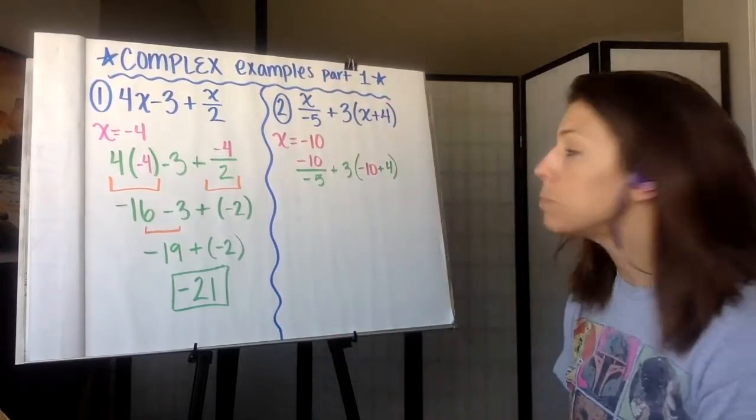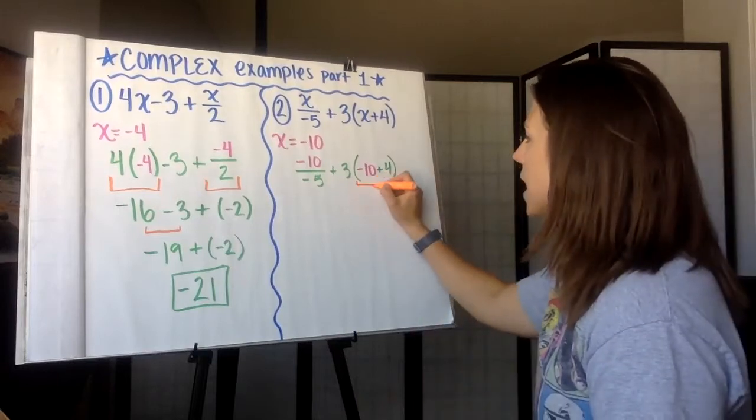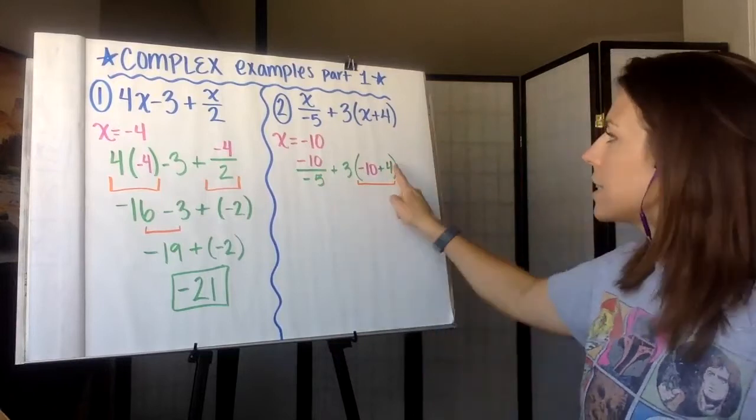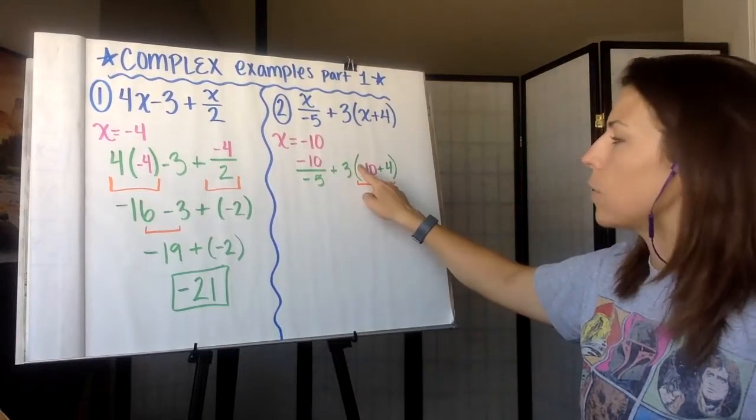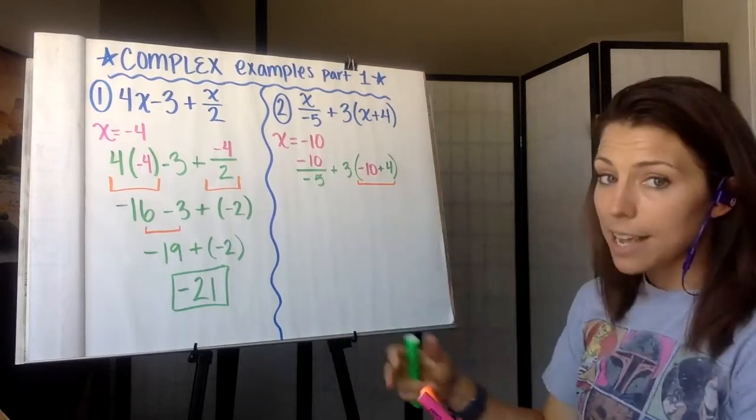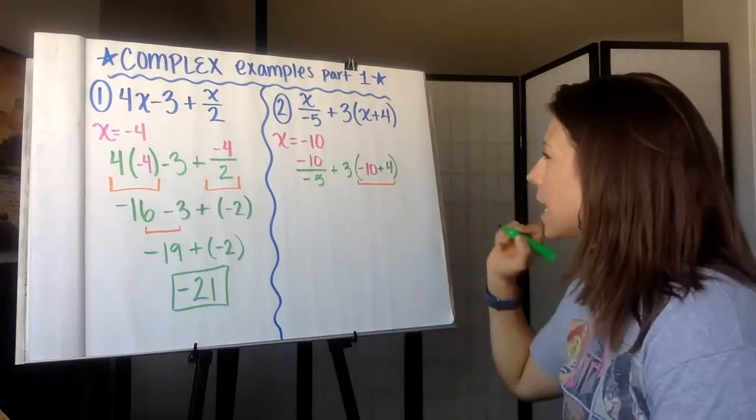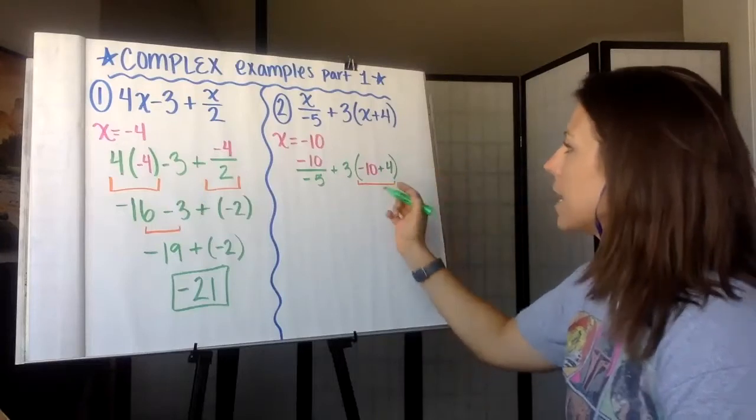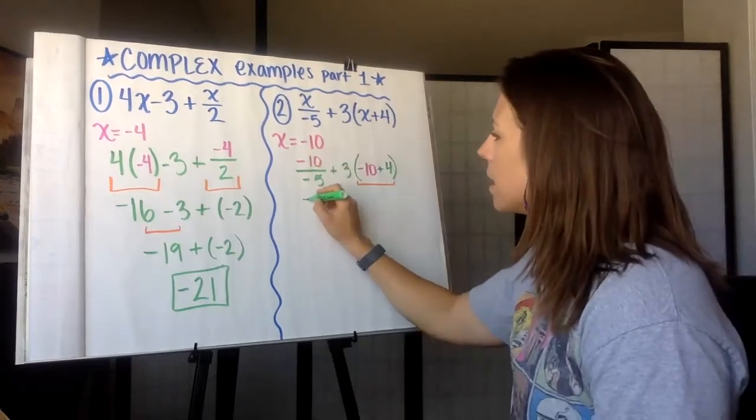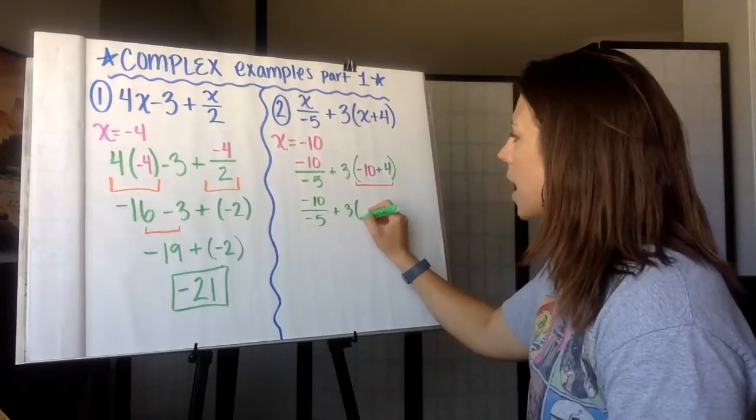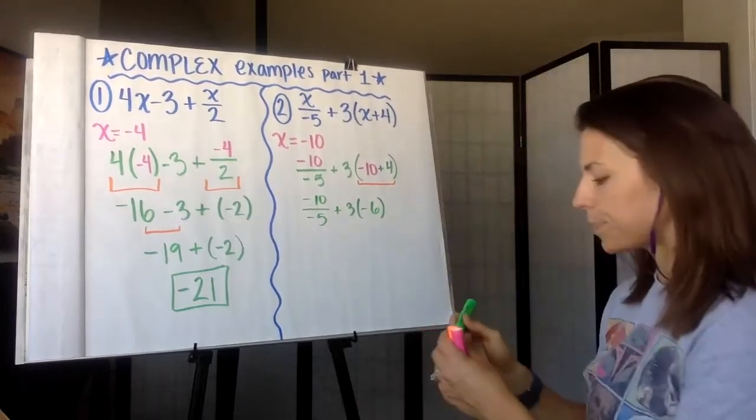Okay, do we see any groups? Yes, we do. In this case, we have negative 10 plus 4. Again, don't just jump to negative 14. That's the same thing as 4 minus 10, so I'm going to end up with a smaller negative. So either way, that's not negative 14. That's negative 10, negative 9, negative 8... yeah, negative 6. So here we go: negative 10 divided by negative 5 plus 3 times negative 6.